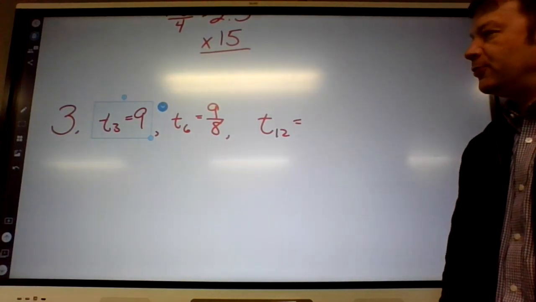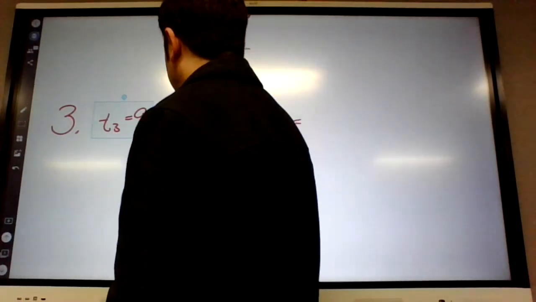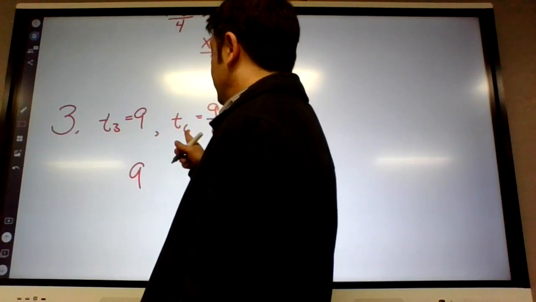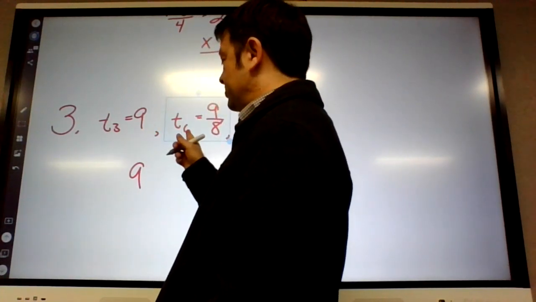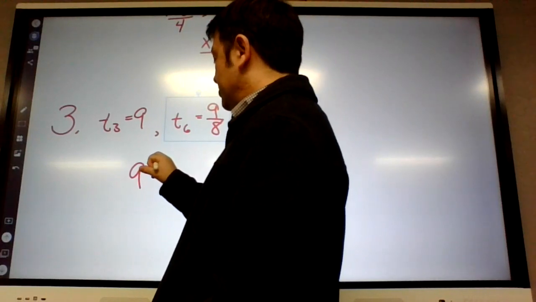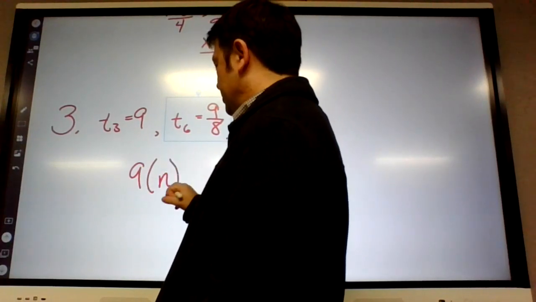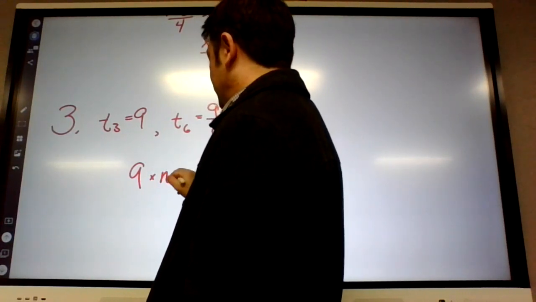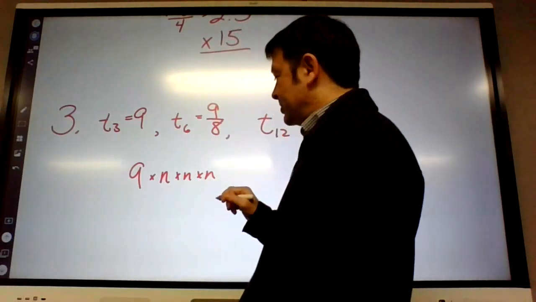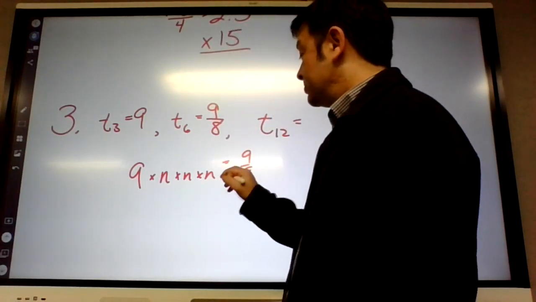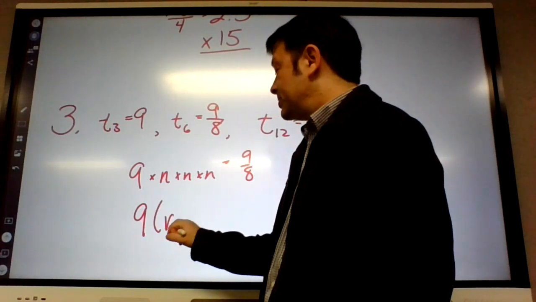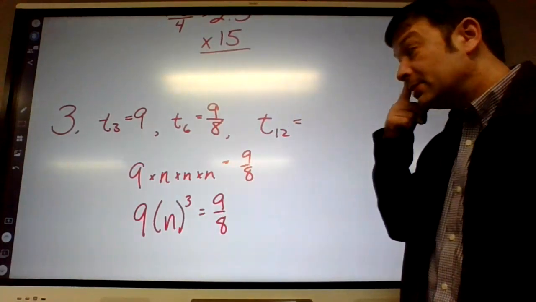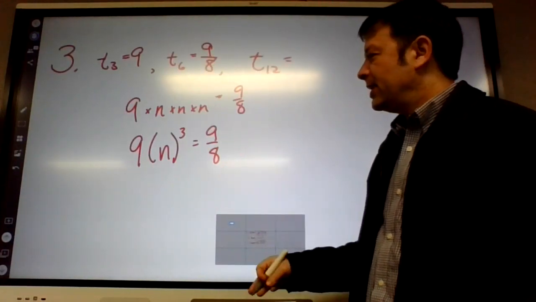Well, you can make it a formula. How many times are we multiplying to get right from 3 to 6? We must be multiplying something 3 times. So 9 times what? So I guess we could write it like this: 9 times something times something times something should equal 9/8. Or 9 times n to the third should equal 9/8. All right, how would we solve this for n?